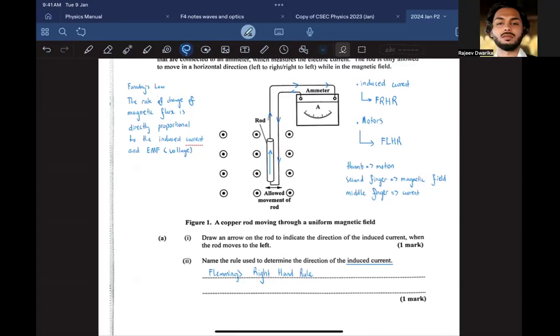All right. Question, Vid, would you answer this question correctly? Yeah or no? Or would you use Fleming's left hand rule? Hold on, I have to read it.